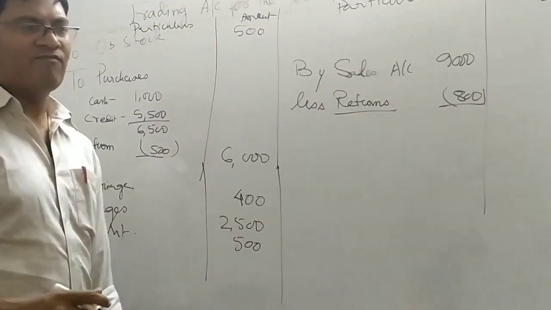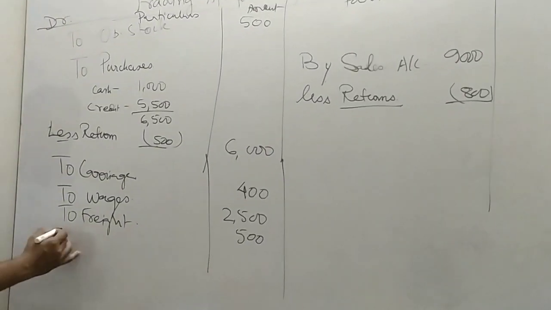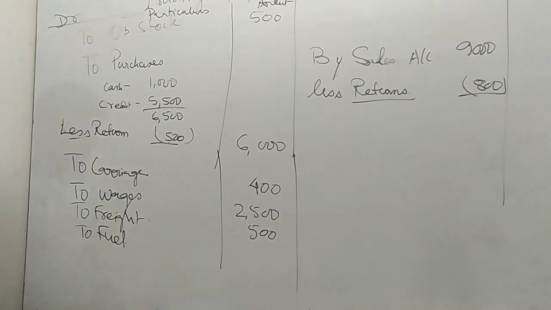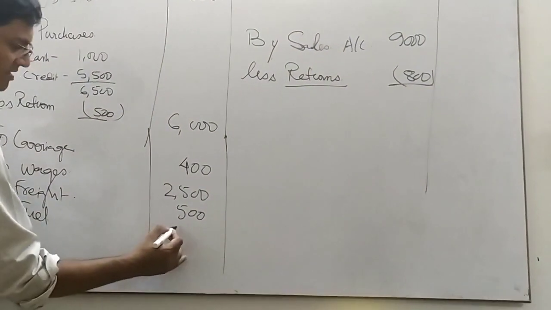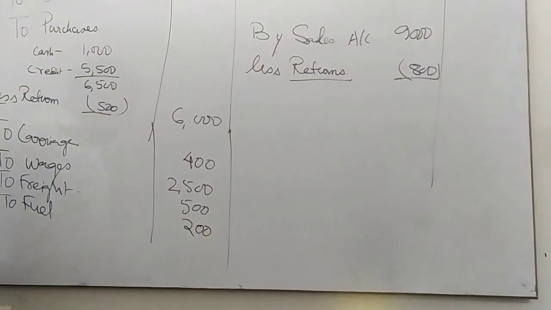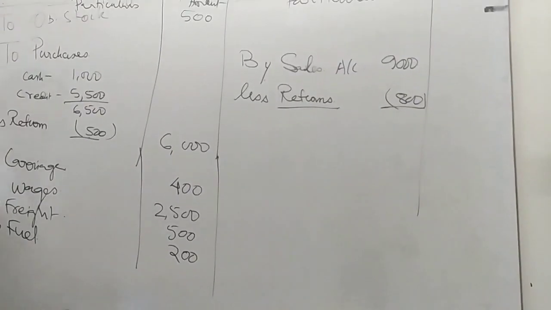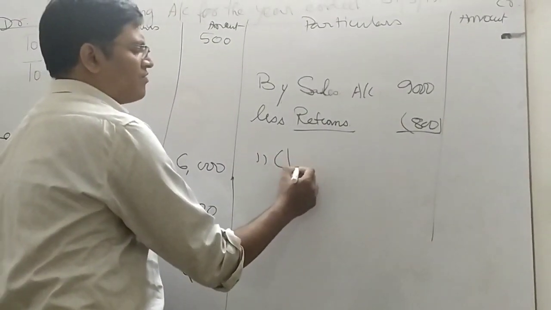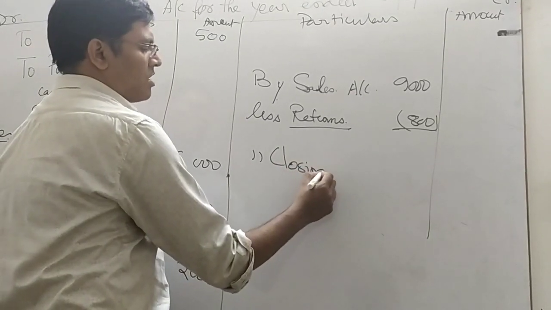Then there is fuel. Fuel is obviously used in the factory, so it is this place only, to fuel. How much is the fuel? 200 given in the sum. Next item is closing stock. Closing stock we need to write this side because it's the stock which is left with us. Closing stock.